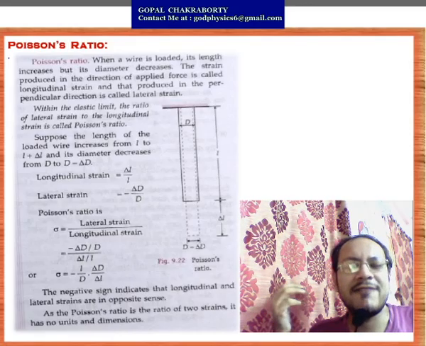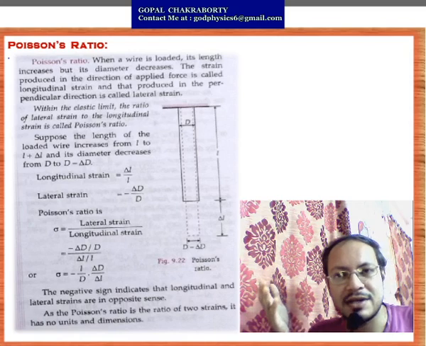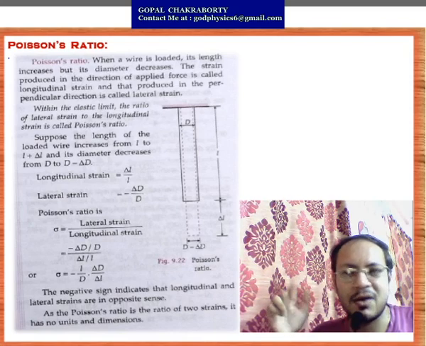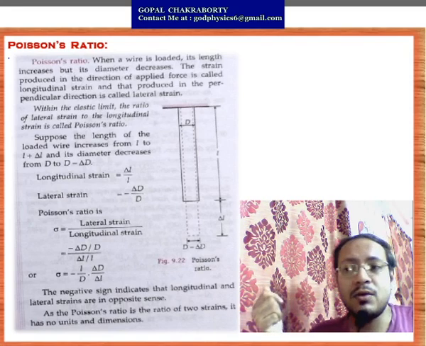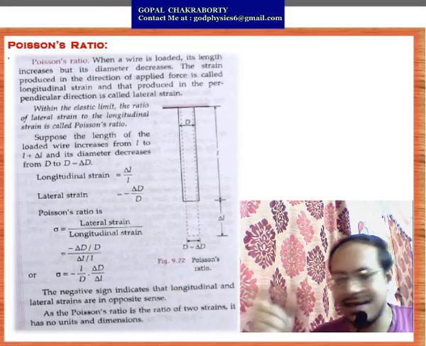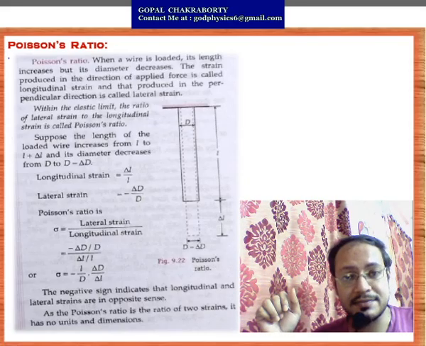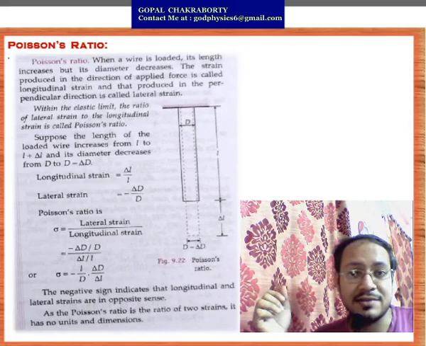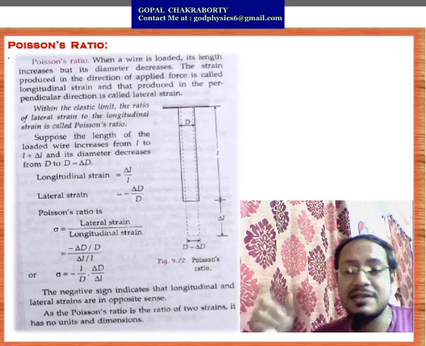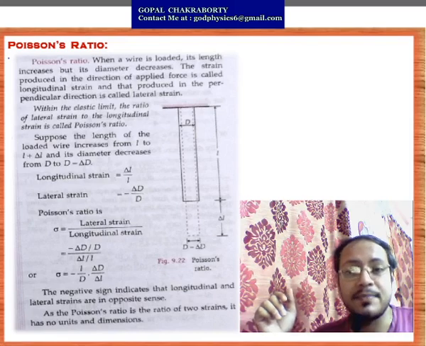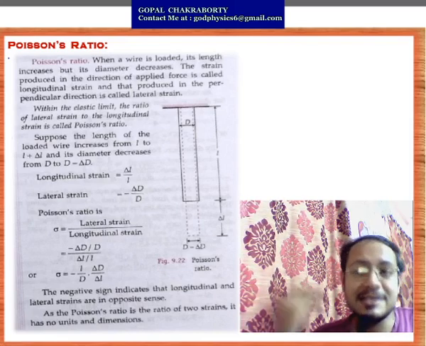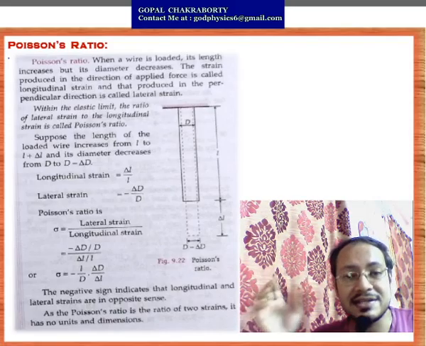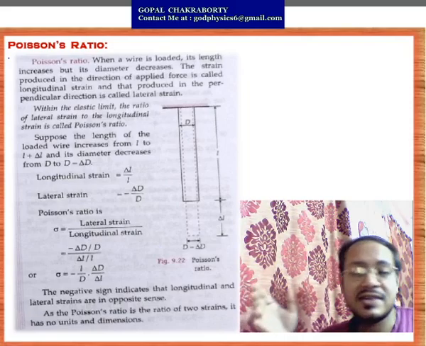Now how will you find Poisson's ratio? Suppose you consider a rod having length capital L and diameter D, or you can also consider some wire. If you stress the wire, its length increases but its diameter decreases, isn't it? So this change in diameter is your lateral strain, and the change in length with respect to the original length is the longitudinal strain. As I am considering capital D as the diameter, the lateral strain is del D by D and the longitudinal strain is del L by L.